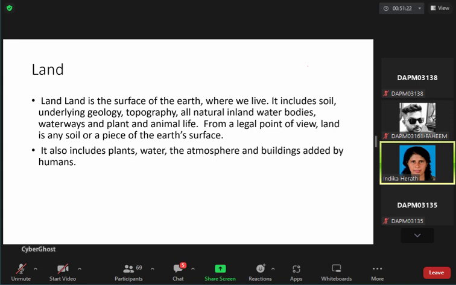So all natural inland water bodies, waterways, plants, animals, everything that belongs to land, right? So everything that is on the land is considered as land as a resource, right? From a legal point of view, land is any soil or piece of earth on the surface, right? So it also includes the plants, water, atmosphere, right?